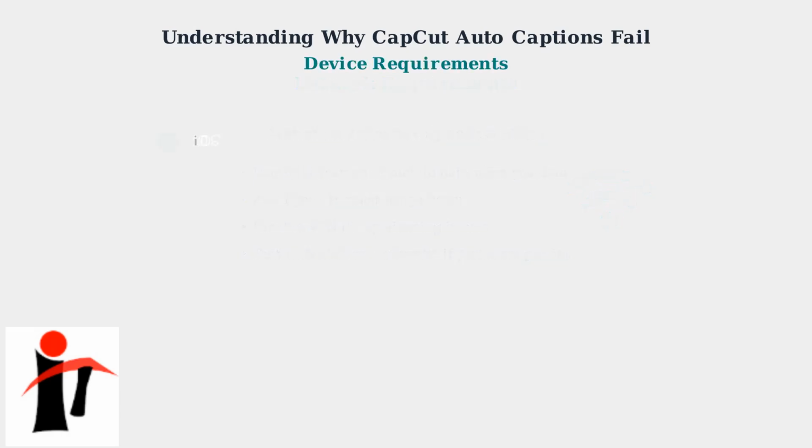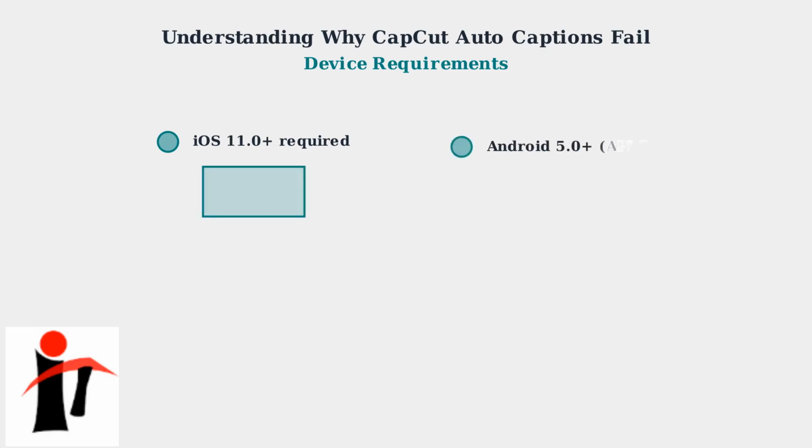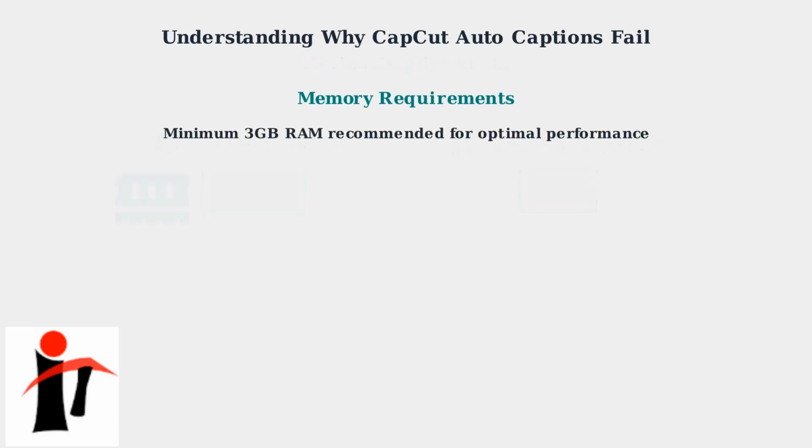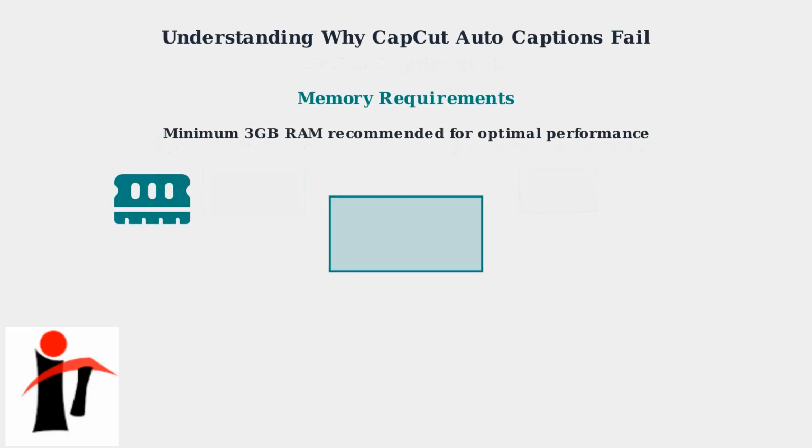For iOS devices, you need version 11.0 or later. Android devices require version 5.0 or higher, though Android 8.0 and above provide optimal performance. CapCut requires at least 3 gigabytes of RAM for smooth auto caption processing. Devices with less memory may experience failures or slow processing times.